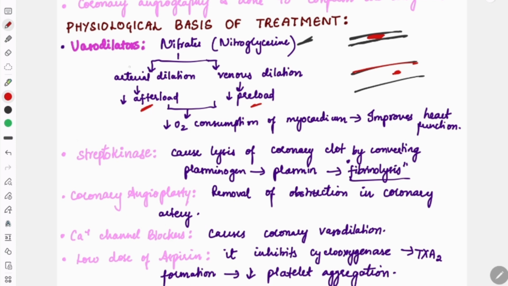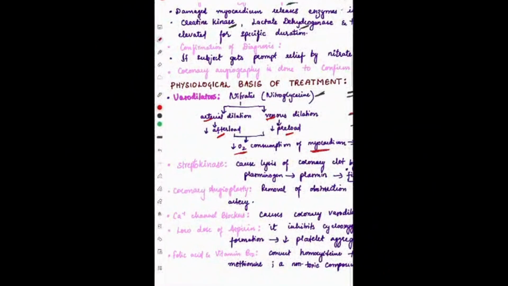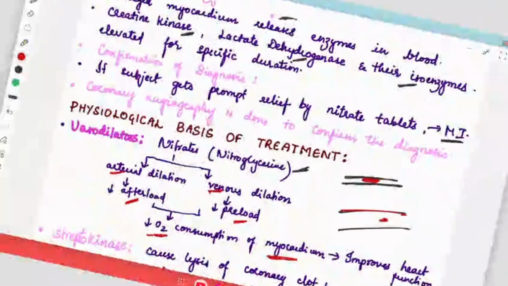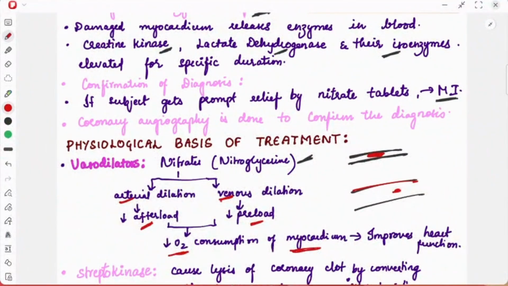It causes the dilatation of arteries. It causes dilatation of veins. If there is arterial dilatation, there is decreased afterload. Okay, if there is venous dilatation, there is decreased preload. So what happens because of that? So this leads to decreased oxygen consumption of myocardium. So if there is vasodilatation, there is dilatation of the blood vessels that will lead to decreased cardiac output. Okay, that leads to decreased afterload and decreased preload.